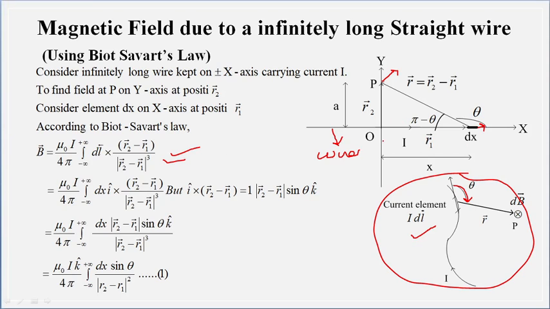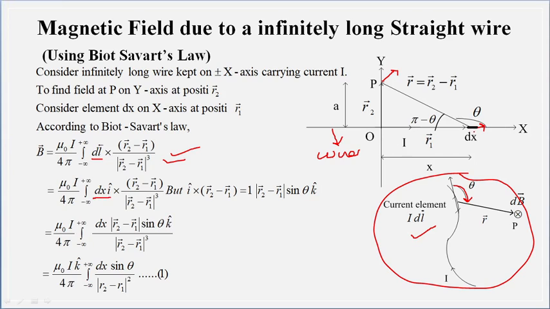Now, for the element vector dl, the magnitude here is dx. But dl is a vector, so dx is the magnitude. Any vector can be written as its magnitude times the unit vector.